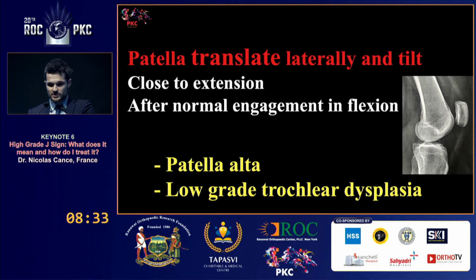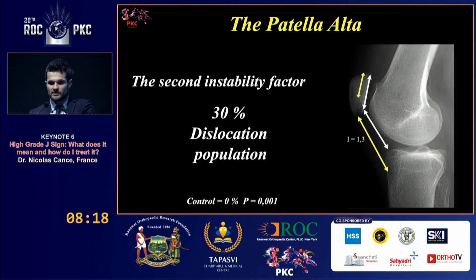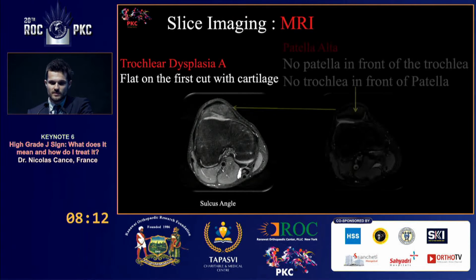So you get a knee with normal engagement in flexion and close to extension. During quad activation, you get a patella translation. There are two origins of the G sign: patella alta and a trochlear dysplasia, mostly low grade. As a reminder, patella alta is the second factor of instability and represents 1/3 of your patients.